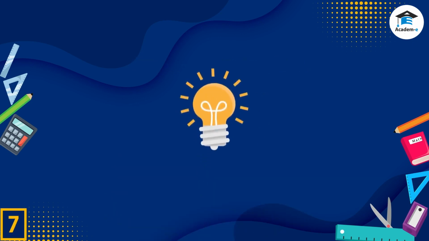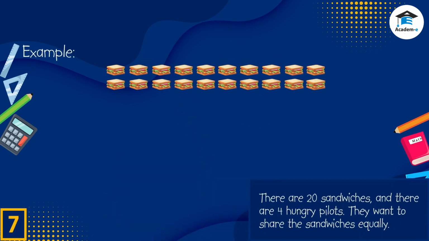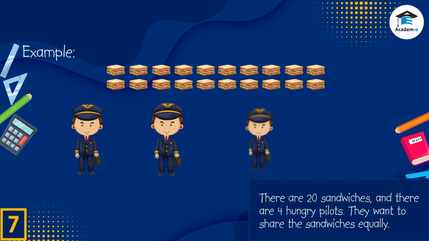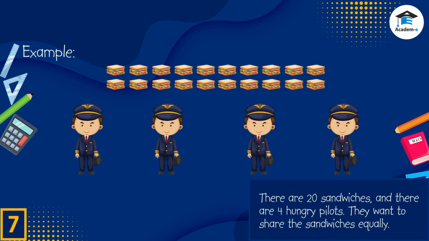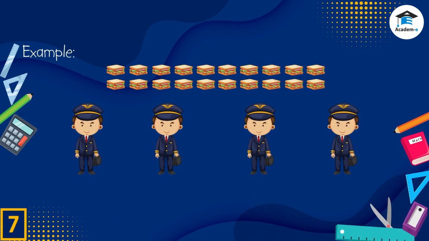Let's have an example. In this example, there are 20 sandwiches, and there are 4 hungry pilots. They want to share the sandwiches equally. We will find out how many sandwiches each pilot can have. Here is the division sentence of the problem. 20 divided by 4 is equal to what number? In this example, the 4 is the divisor. Because 4 is the divisor, we will divide the sandwiches into 4 equal groups.